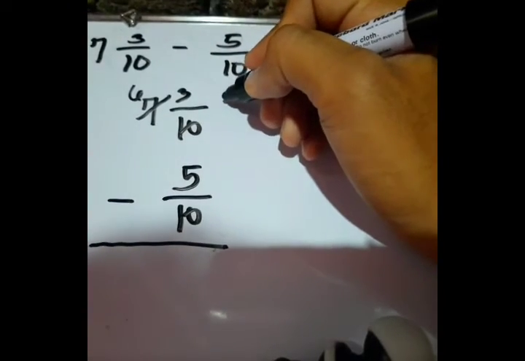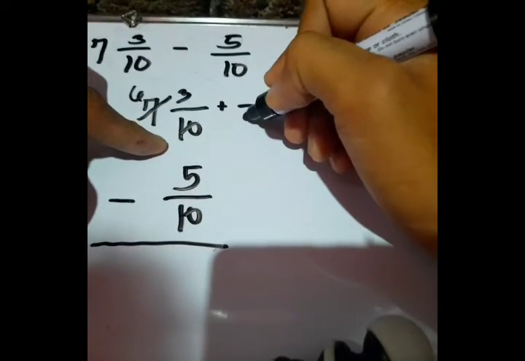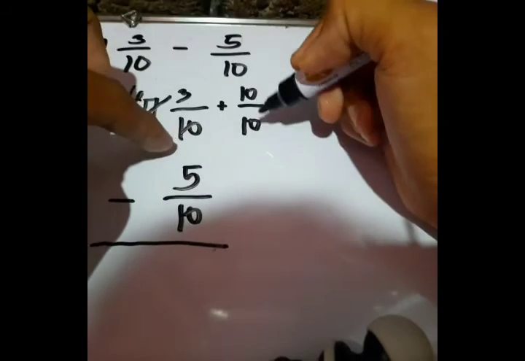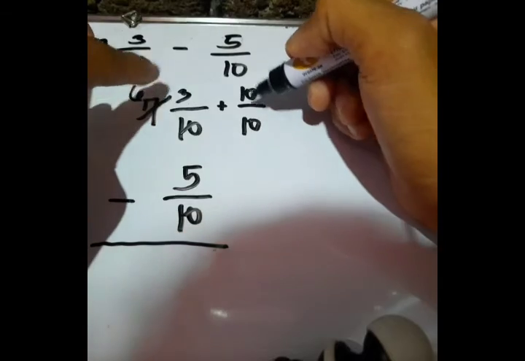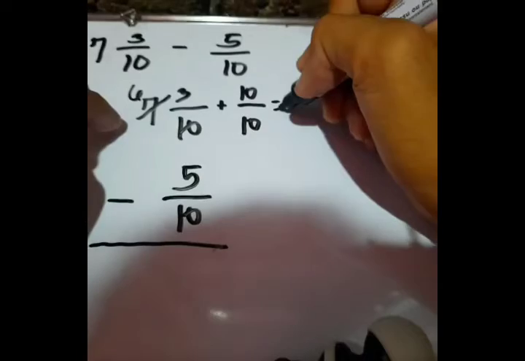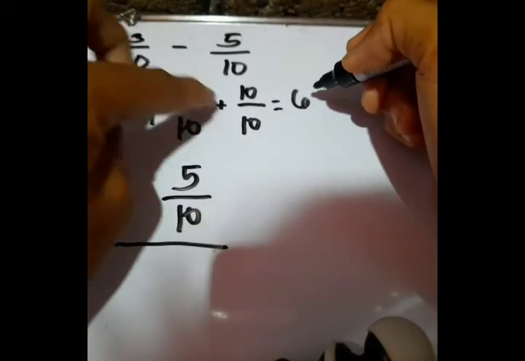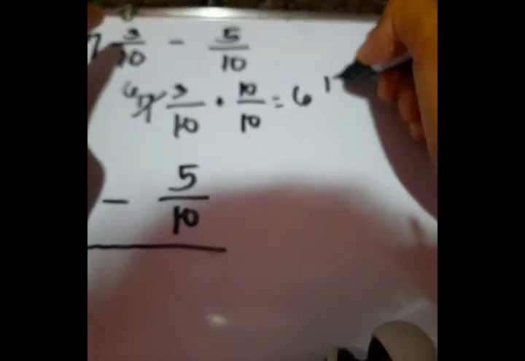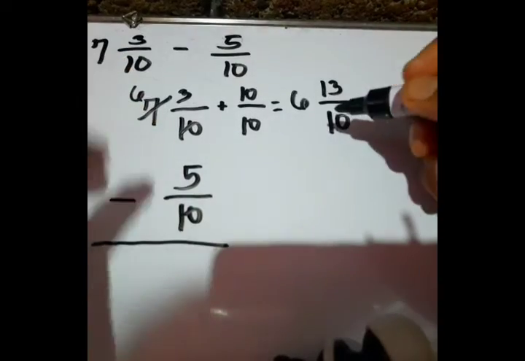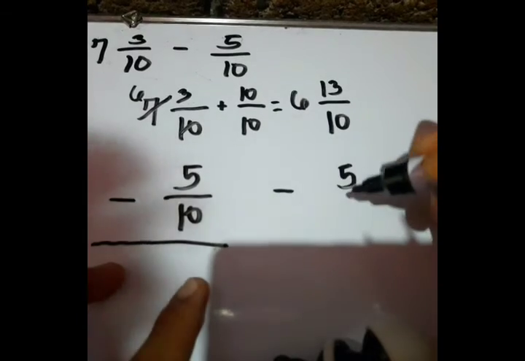Since the denominator here is 10, we will write plus 10 here and another 10 here. We should have the same denominator so that we can just add them directly. So we will rewrite this one as 6. We have 6 here. And then 3 plus 10 is equal to 13, over 10 here. And since we have done nothing here, we'll just copy it. So minus 5/10.